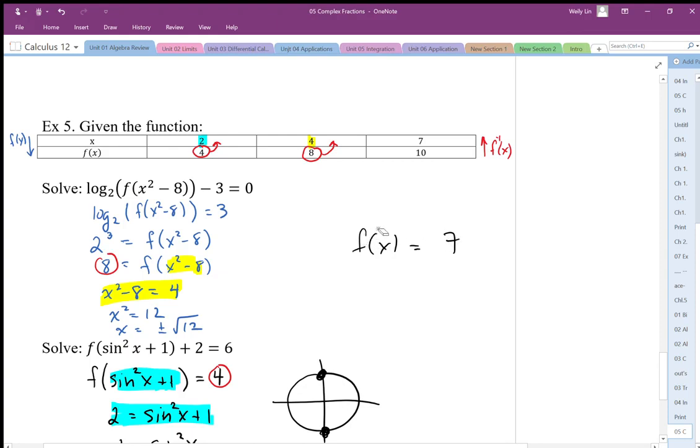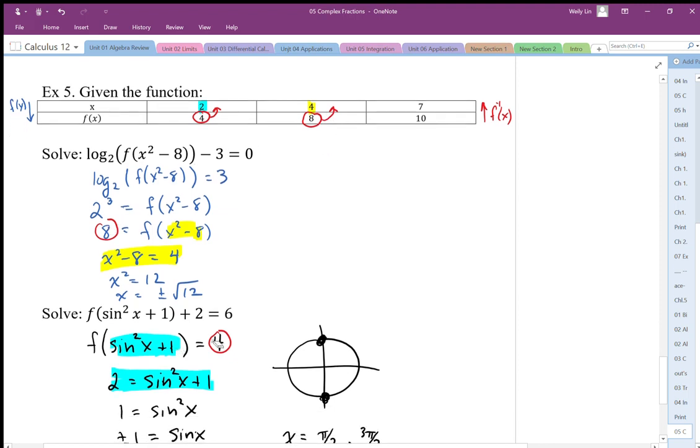Okay, but for these ones, my output of 8, yeah, I had an output of 8 here that I can work out. Here I had an output of 4, yeah, I can undo that output of 4.